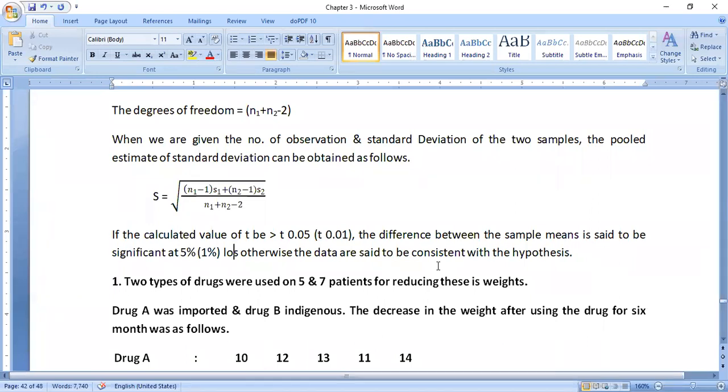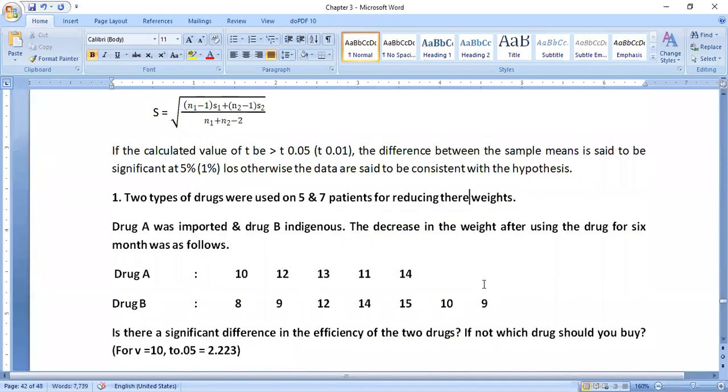So we will see the problem now. Here two types of drugs were used on 5 and 7 patients for reducing their weight. So observe the problem, the drug A and drug B information.